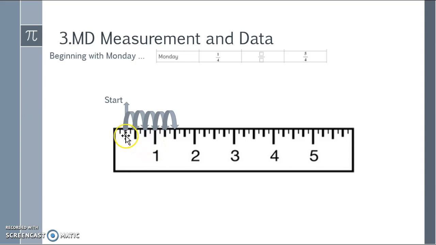So we start at 1/4. So I have an arrow where we start. And we went a distance of 5/4. So 1/4, 2/4, 3/4, 4/4, 5/4. I see that we end at 6/4 on Monday.